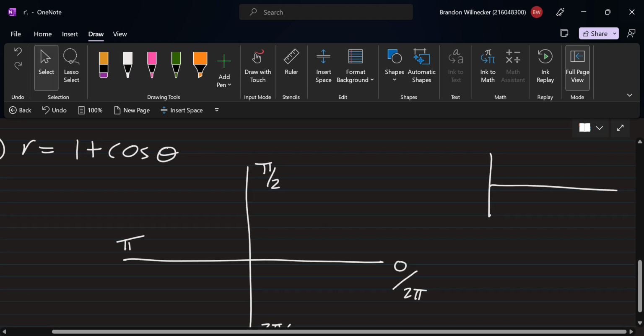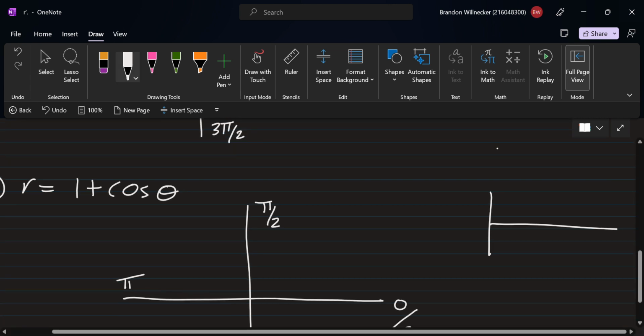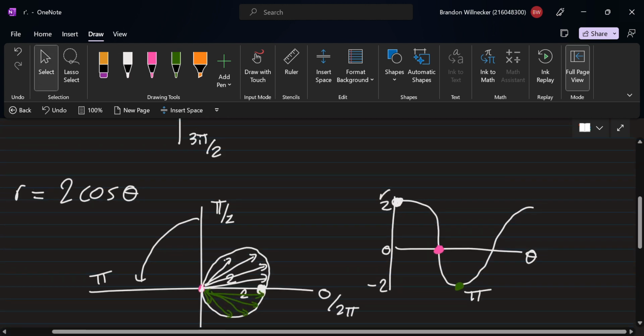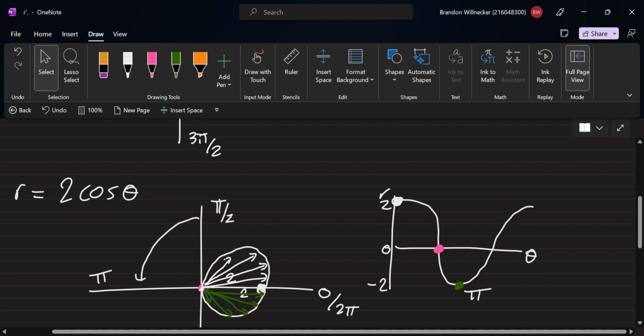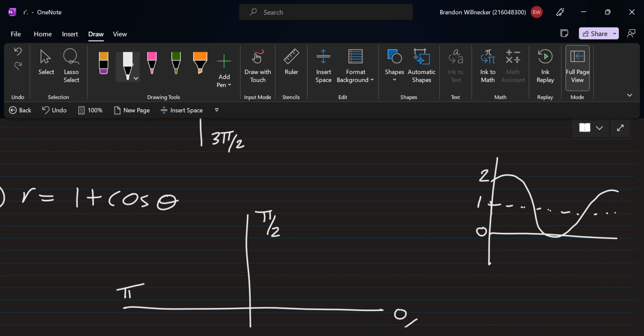So 1 plus cos theta. We know what cos theta looks like. It has a minimum at -1. Since we're adding 1, we're going to shift everything up. So it's all going to be up like that. Same as we had before with this picture, but just shifted up. So this will be at 2, that will be at 0, and then we've got this line in the middle here at 1.